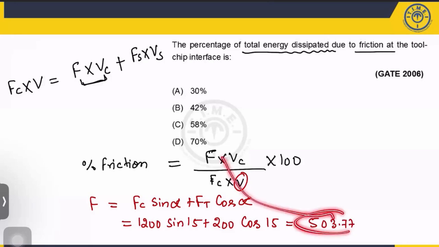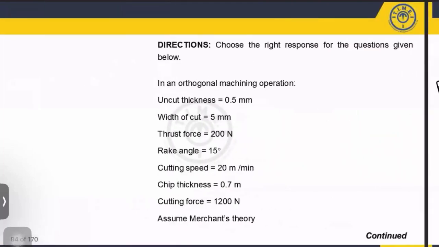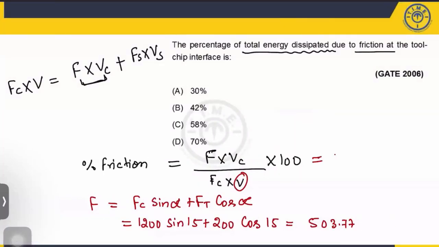Once this value is known to you, you can calculate the chip velocity also by using the velocity triangle. Yes or no? Chip velocity formula: V sine phi divided by cos of phi minus alpha, whatever it is. You know the cutting force value, and the cutting velocity is also given. Once you put these in, you will get the answer as 30%.